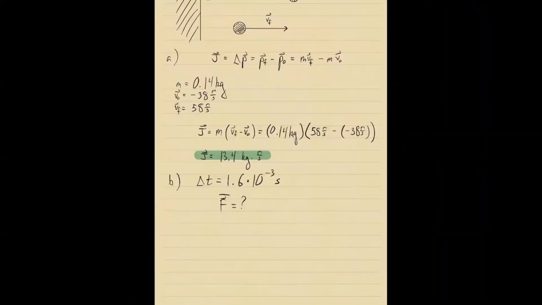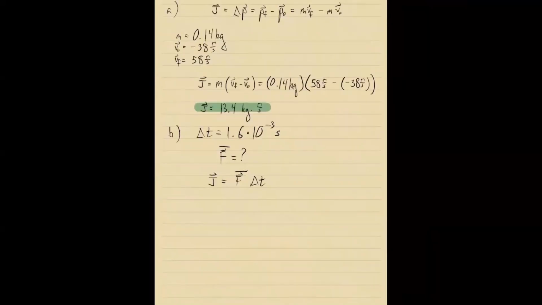By the definition of impulse, we know that the impulse is equal to the average force on an object times the time that that force is acting on that object. So all we've got to do, right, we found what the impulse was in the previous part, and the problem gives us delta t. So we just have to divide both sides by delta t to find the average force being applied to the bat. So let's do that now.